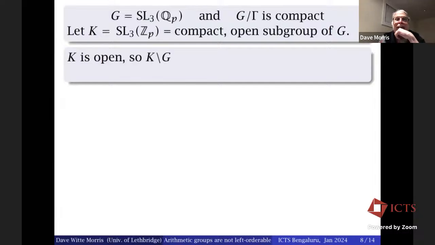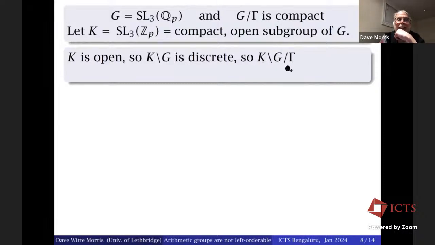So G mod K, if you mod out K, the points are open, so that means that G mod K is discrete. And now let's look at this G mod K. Let's also mod out by gamma on the other side. Well, G mod K is discrete, so the quotient's discrete, but G mod gamma is compact, so any quotient is going to be compact. So this space here, it's both compact and discrete. It's got to be finite.